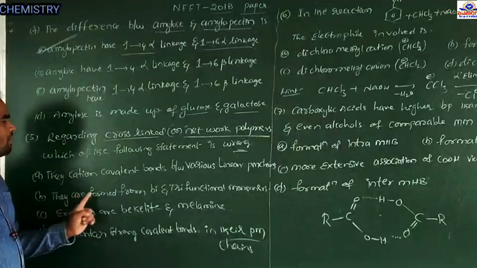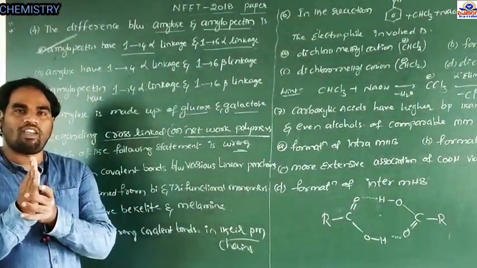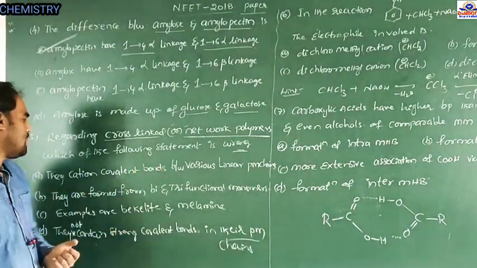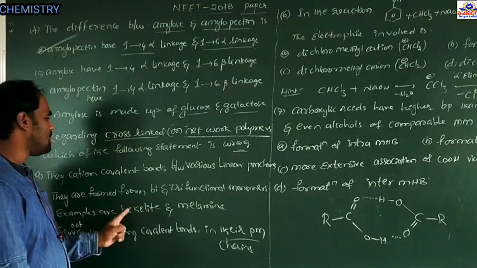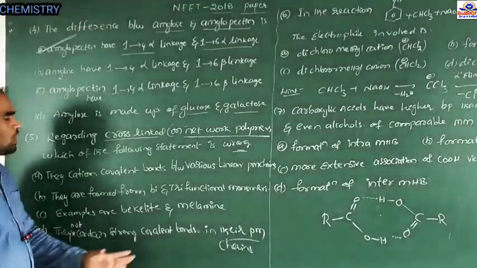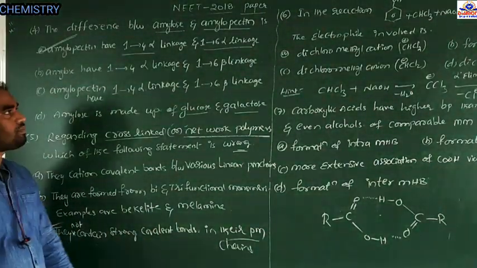And next, they are formed from bi and trifunctional monomers. Yes, here the monomers contain bifunctional and trifunctional groups. Then only cross-linked or network polymer formation takes place. This is also a correct statement. Examples for cross-linked or network polymers are bakelite and melamine. And option D, they do not contain strong covalent bonds. So this is the wrong statement.